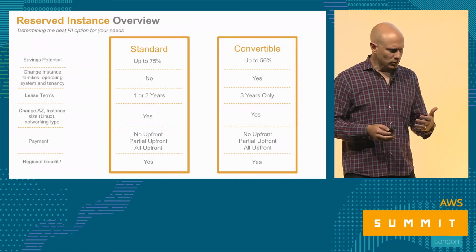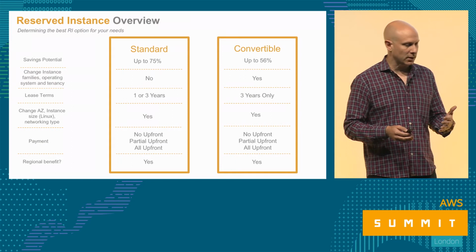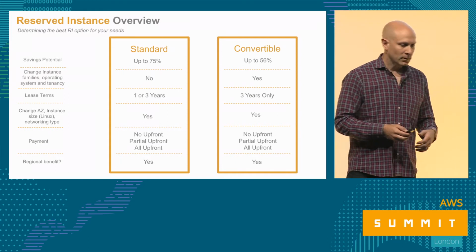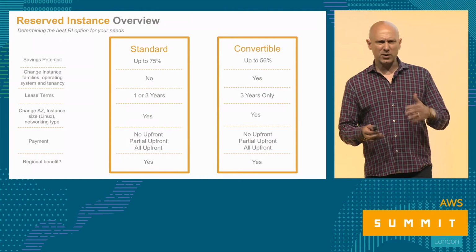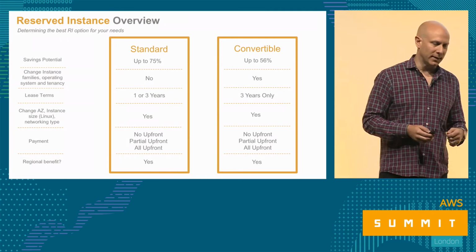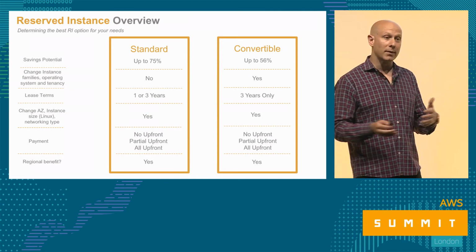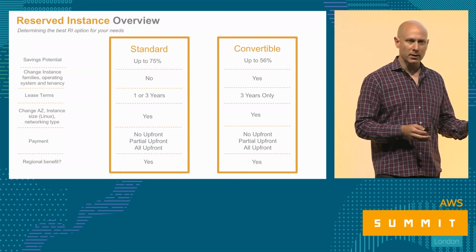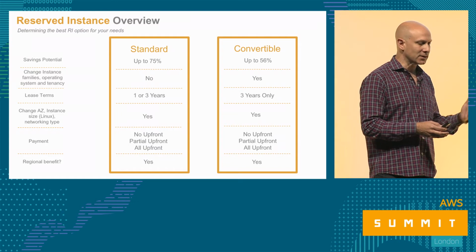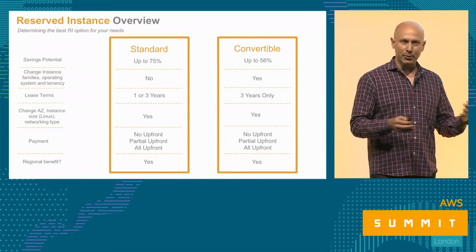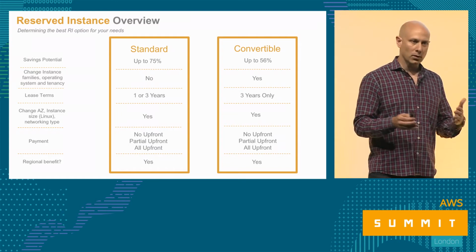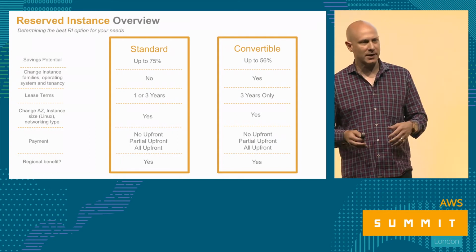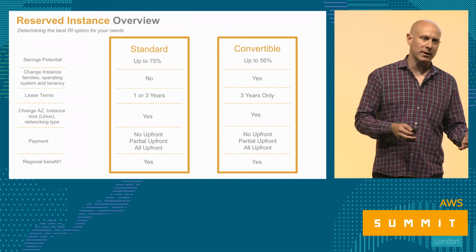And then, as I said here, these also come with what we call a capacity reservation that is optional. I'll go into the regional benefit in a little bit. Convertible RIs are very much like standard RIs, except over the life of your commitment, you can actually change the instance family, the size, the operating system, while maintaining that discount. As you can see, there's up to a 56% discount over that 3-year period.